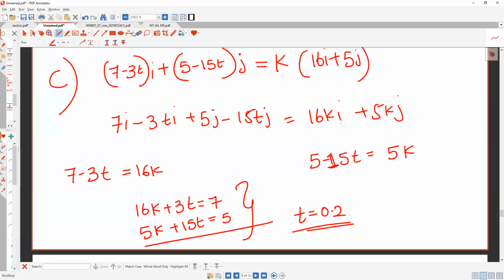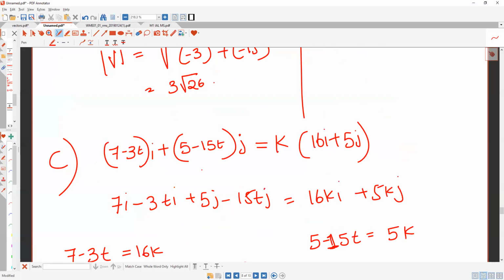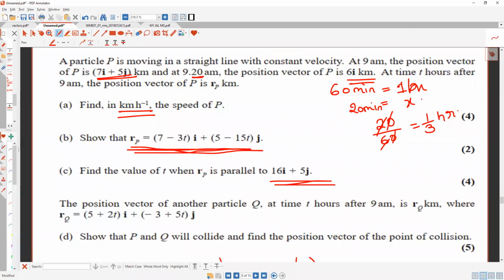Okay, then let's go to the next part now. C part is done. Read D part. Do it.